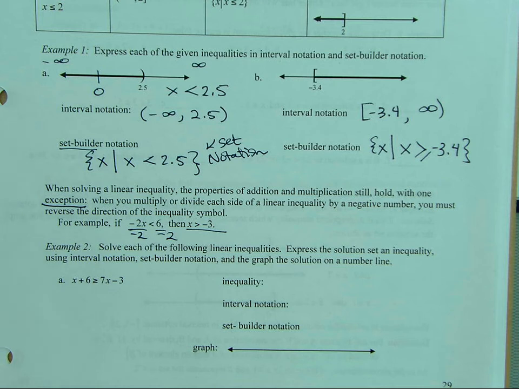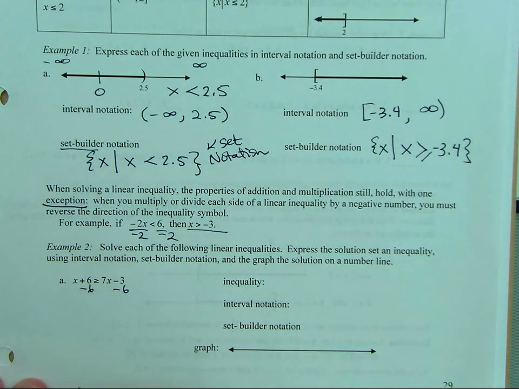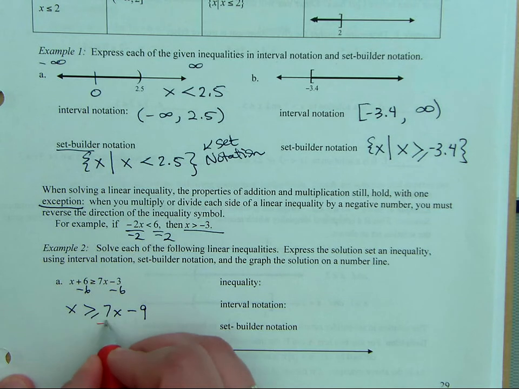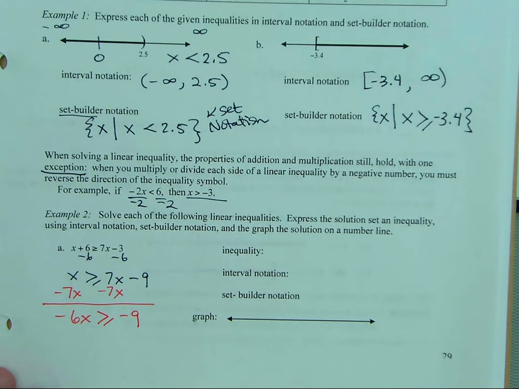So what would you want to do in order to get x by itself in example 2? Yeah, you could subtract 6 from both sides, and would we need to flip the inequality if I'm subtracting 6 from both sides? So I get x is greater than or equal to 7x minus 9. And what should I do next? I want to get all my x's onto one side, so I'm going to subtract 7x from both sides. I get negative 6x is greater than or equal to negative 9. What should I do next?